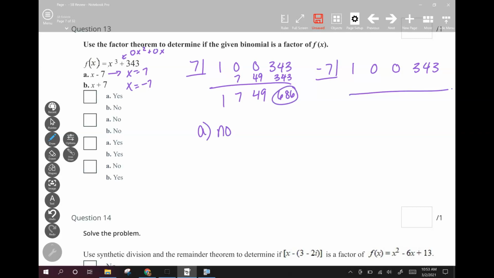Okay, part B. So that's going to come out to -343 since I'm multiplying by a -7 this time, which means my remainder is 0. So B, yes, x plus 7 is a factor. So no, yes is what we're looking for. No, yes. There we go.